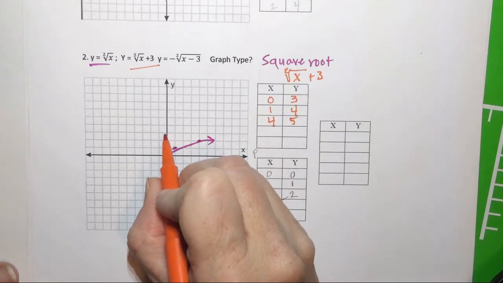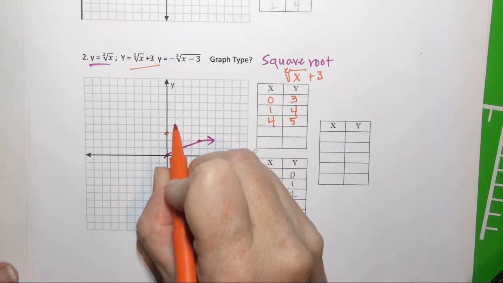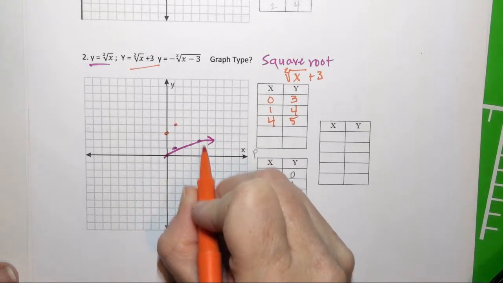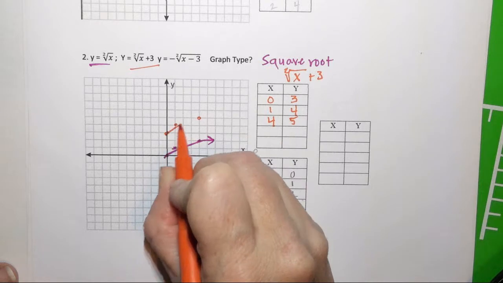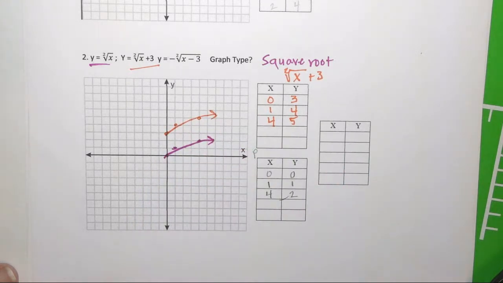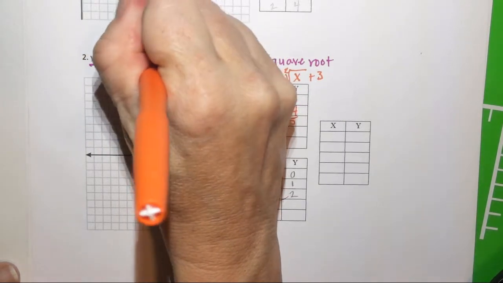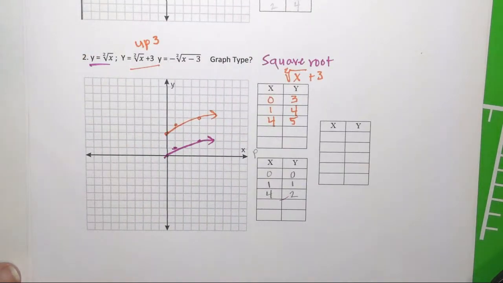Graph those. And what happened this time? It went up 3. Are you starting to see a pattern? I hope so.